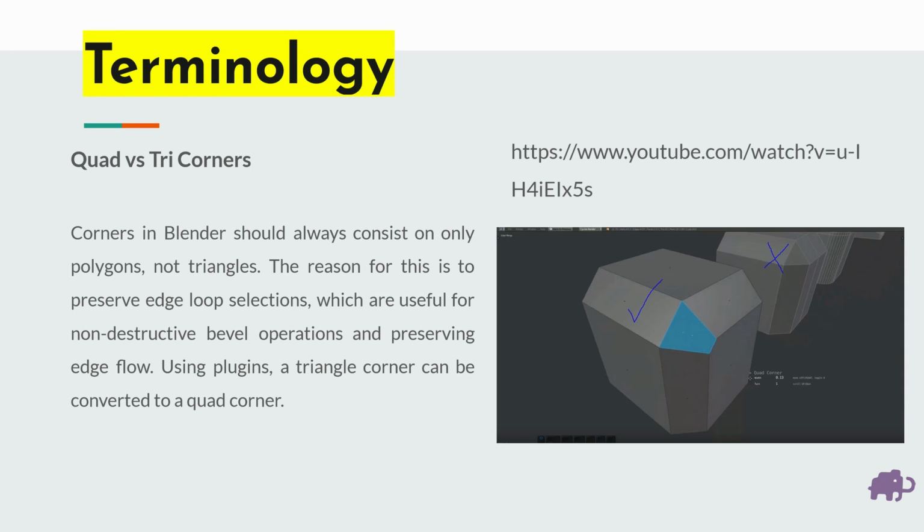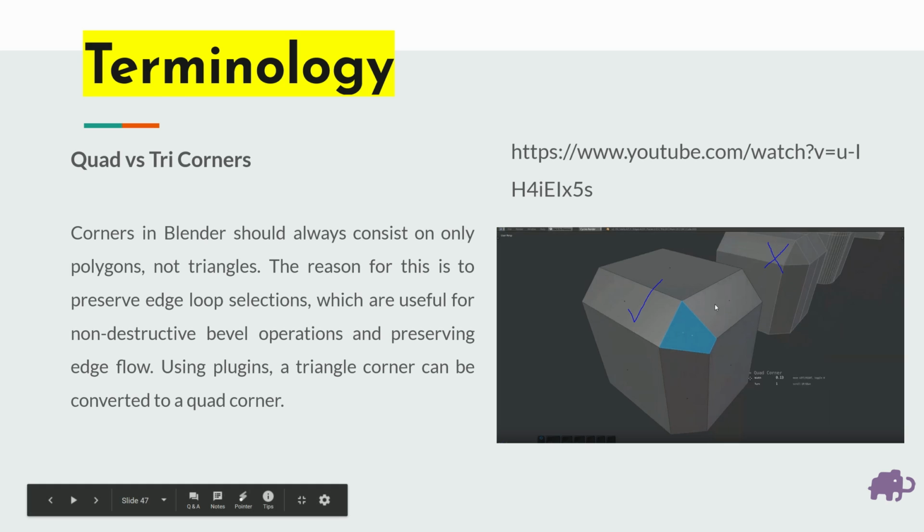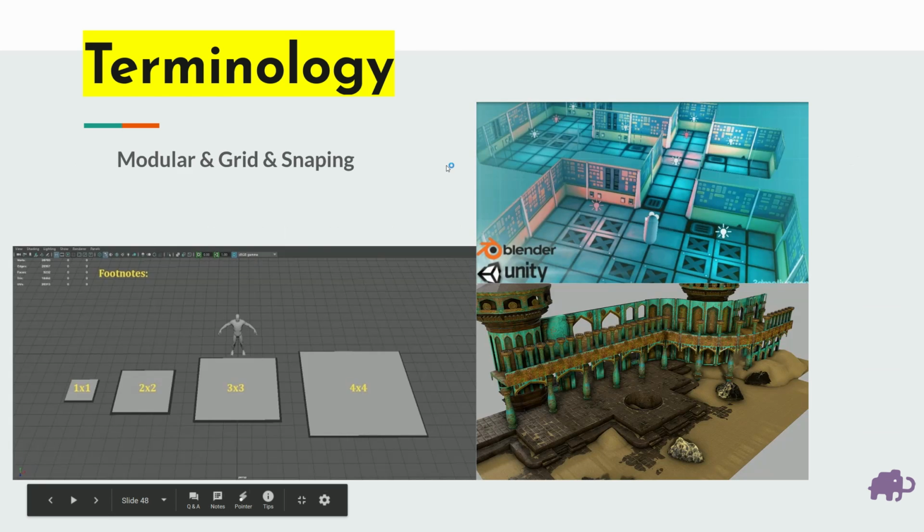So then there's quad and tri-corners. This is kind of going back to topology. If you look over here with the X, and then there's the check mark. This is a triangle corner. A triangle corner, typically, for a few things, and we'll know as we get into it, it's just kind of worse. Having a quad at the corner like this is a lot better. It allows for better edge flow, so then you can select around here like that. Yeah, that's all we need to know there.